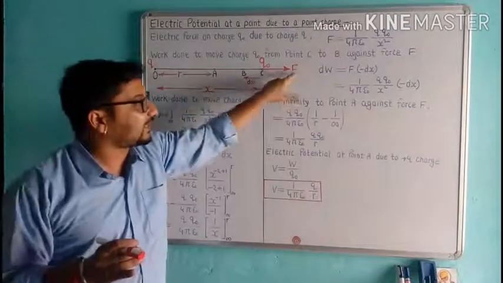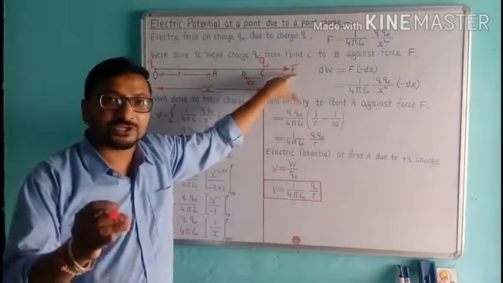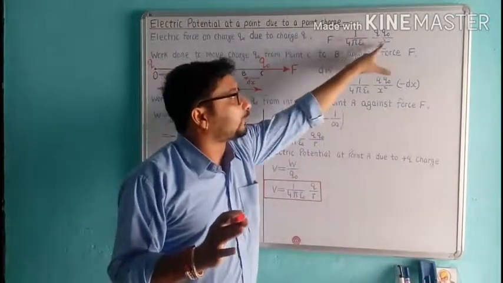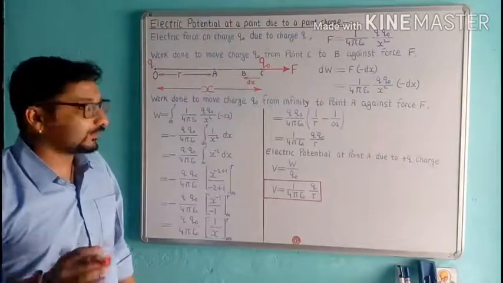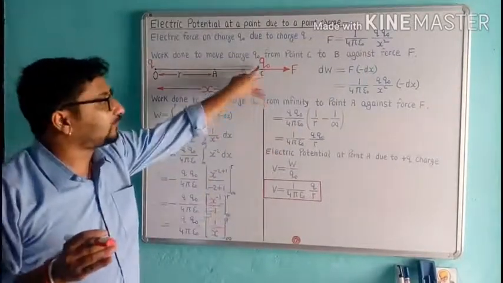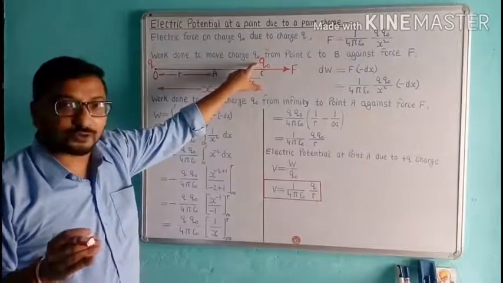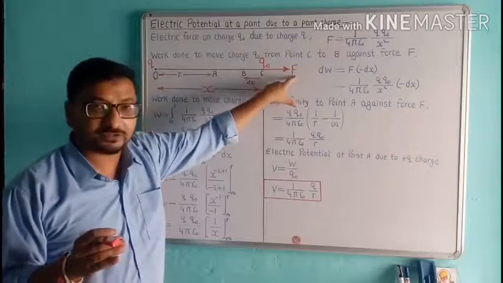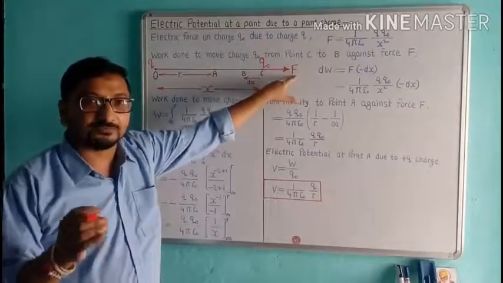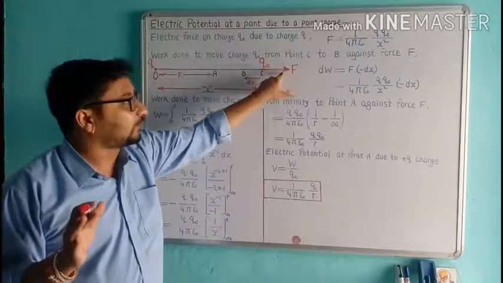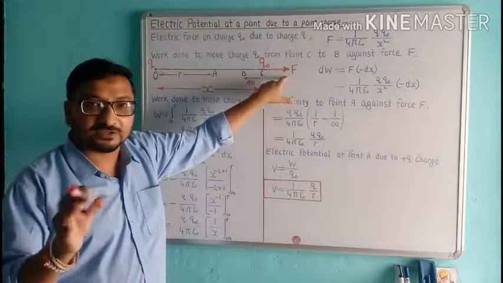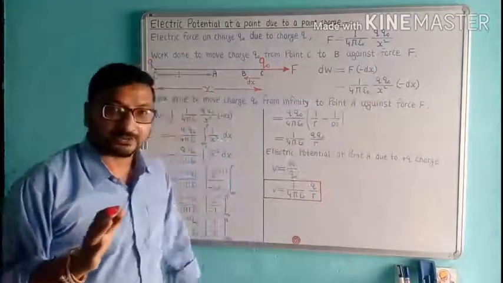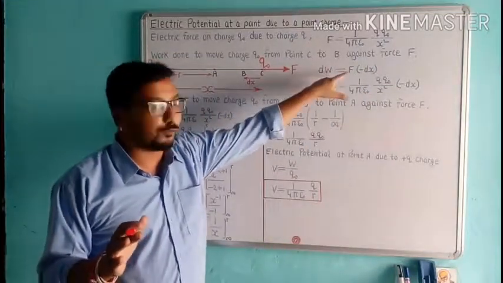The value of this electric repulsive force, by using Coulomb's formula, is F equal to 1 upon 4 pi epsilon naught Q Q naught upon x square. Now if we want to move this test charge Q naught from point C to point B against this electric repulsive force, then we have to do some work. The small amount of work done will be dW equal to F into minus dx. We use the formula work done is equal to force into distance.